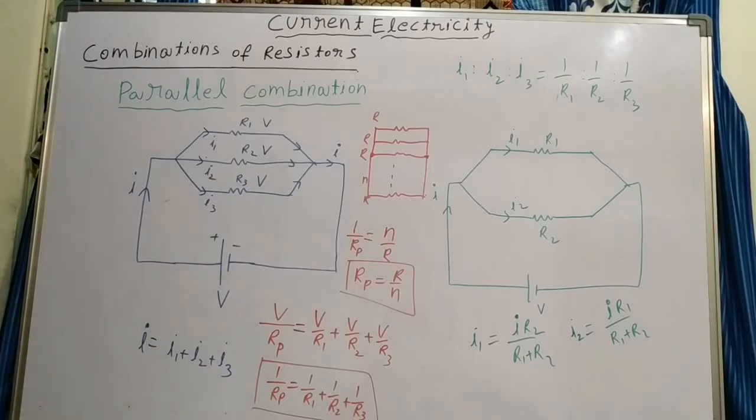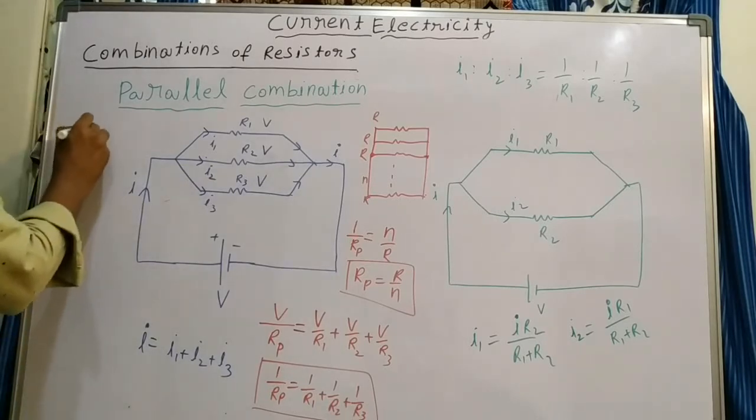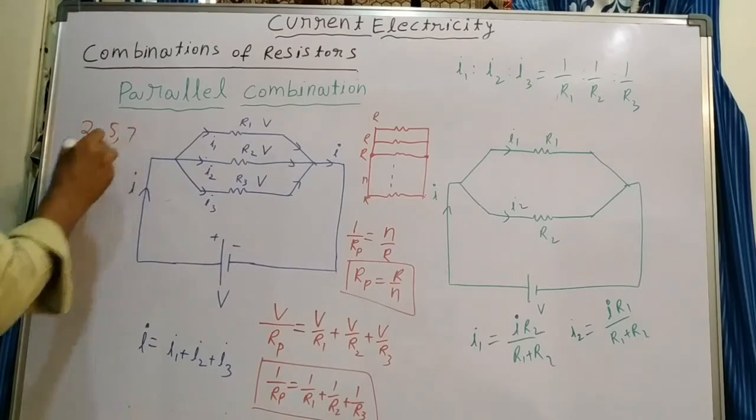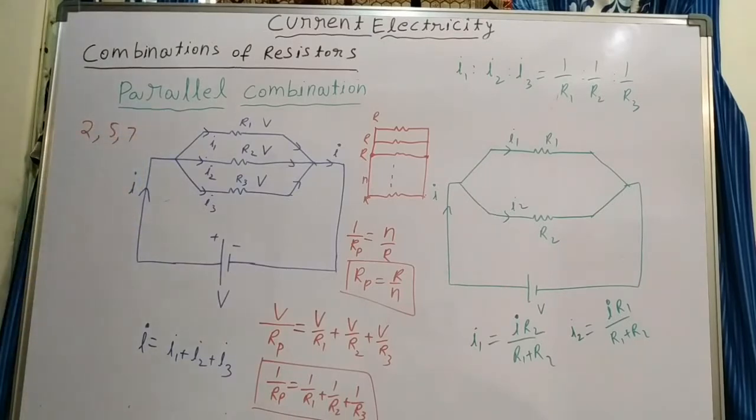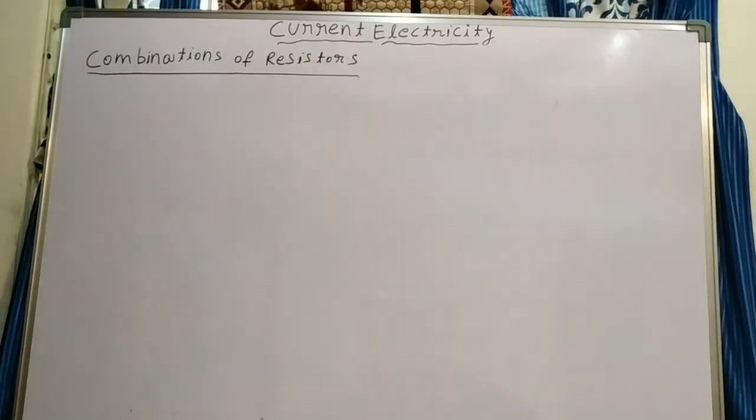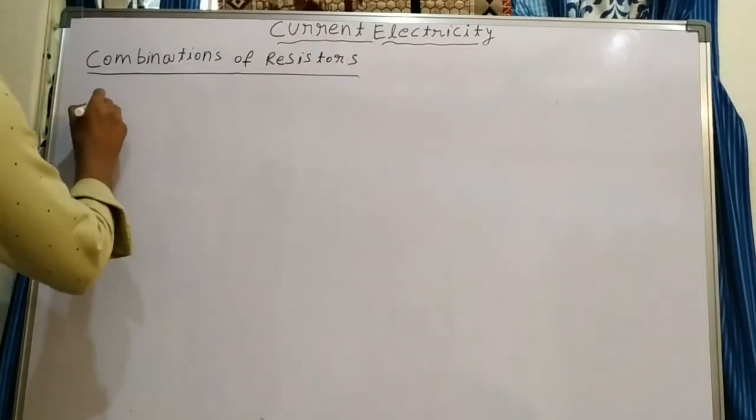For example, take 2 ohms, 5 ohms and 7 ohms. If you connect in series, you get 2 plus 5 plus 7, which is more than 7, a bigger value. If you connect in parallel, 1 by 2 plus 1 by 5 plus 1 by 7, after solving and taking the reciprocal, you get less than 2. So in series combination you get more than the bigger value, and in parallel combination less than the smaller value. Combination of resistance, Example 1.